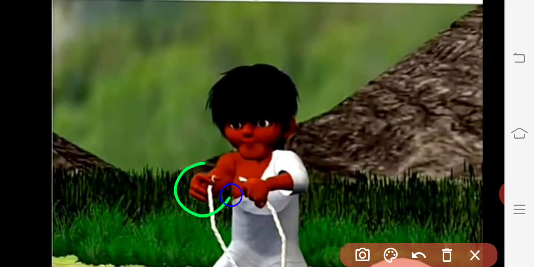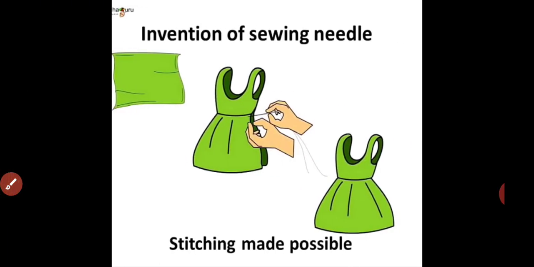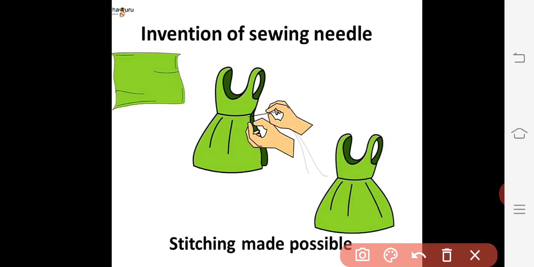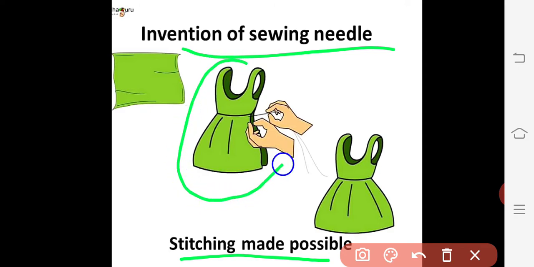Now see here, this is one part and this is another part. He has now started the stitching of this cloth. After the invention of the sewing needle, what happened? Stitching became possible. Stitching made possible means what? Here they started stitching that cloth however they wanted, in any shape, any size, or we can say any fashion.